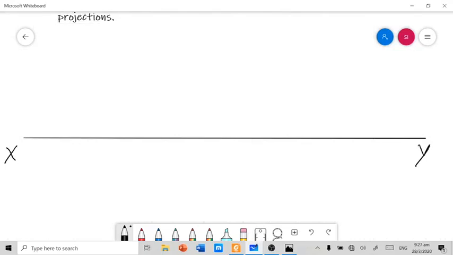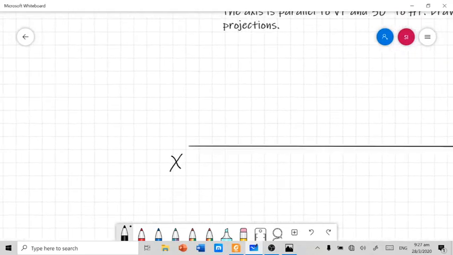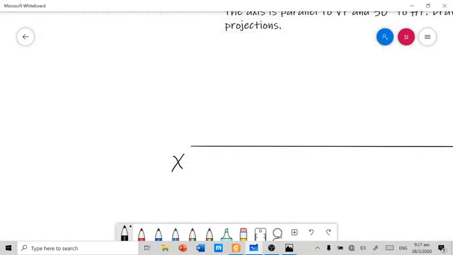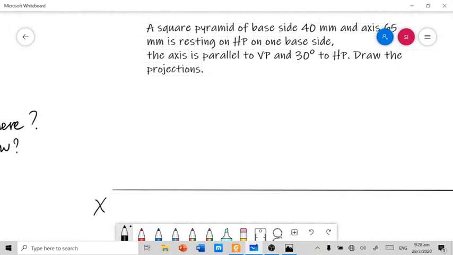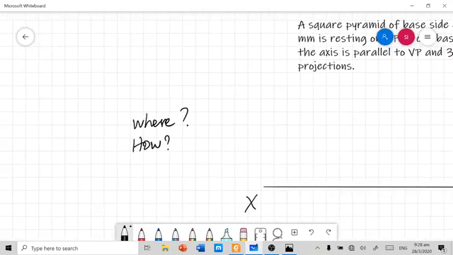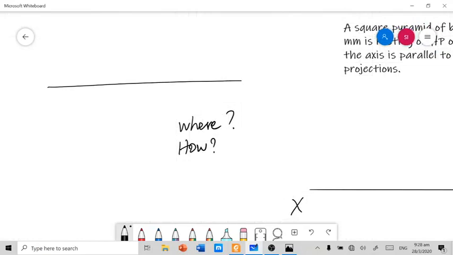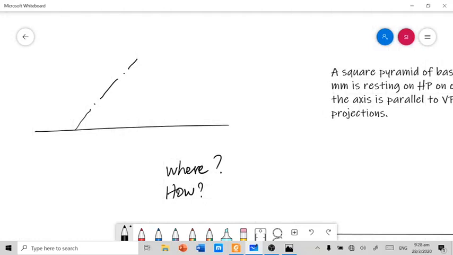As usual, we have to start the answer by asking two questions with the problem: where should the base be and how should the base be. As per this problem statement, the square pyramid rests on HP with the axis inclined to HP and parallel to VP. So basically the axis will be like that when the solid is resting on HP and you view it from the front. So its axis is inclined to HP.